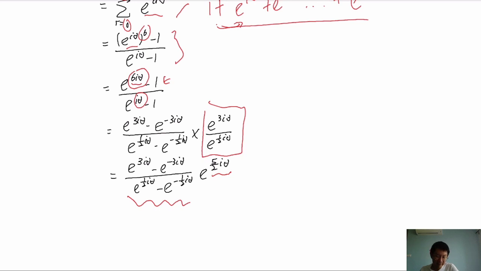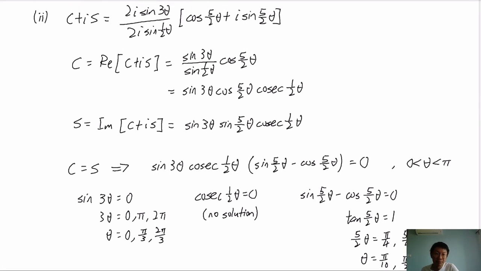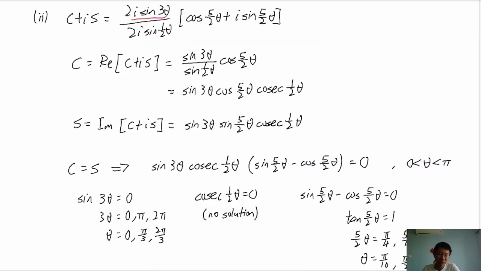For the second part, what we need to do is find an expression for C and prove that C is given by the expression in the question. So for part 2, by looking at the C plus iS together, from what we have got earlier in the expression, for this numerator we know that this is 2i sine 3 theta. Likewise, for the denominator it is 2i sine half theta.